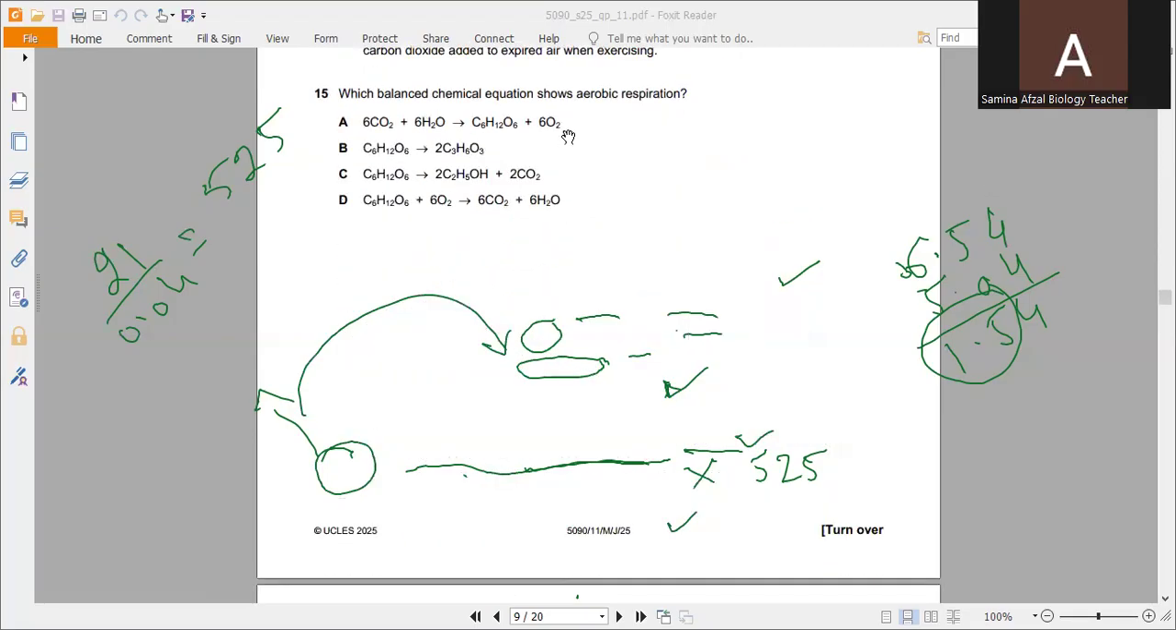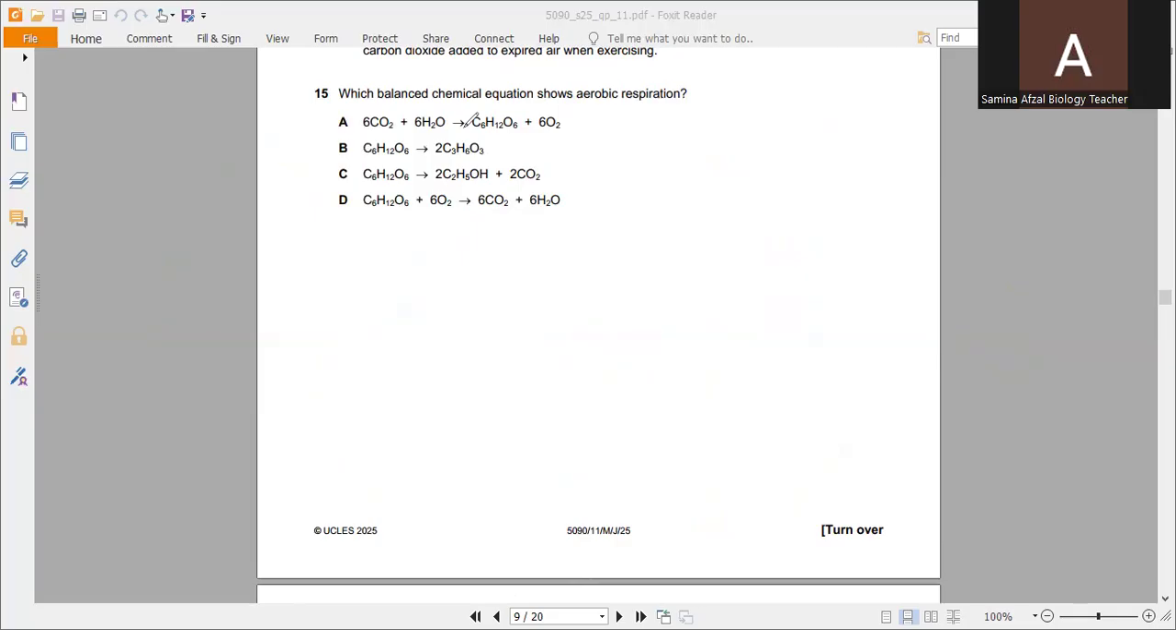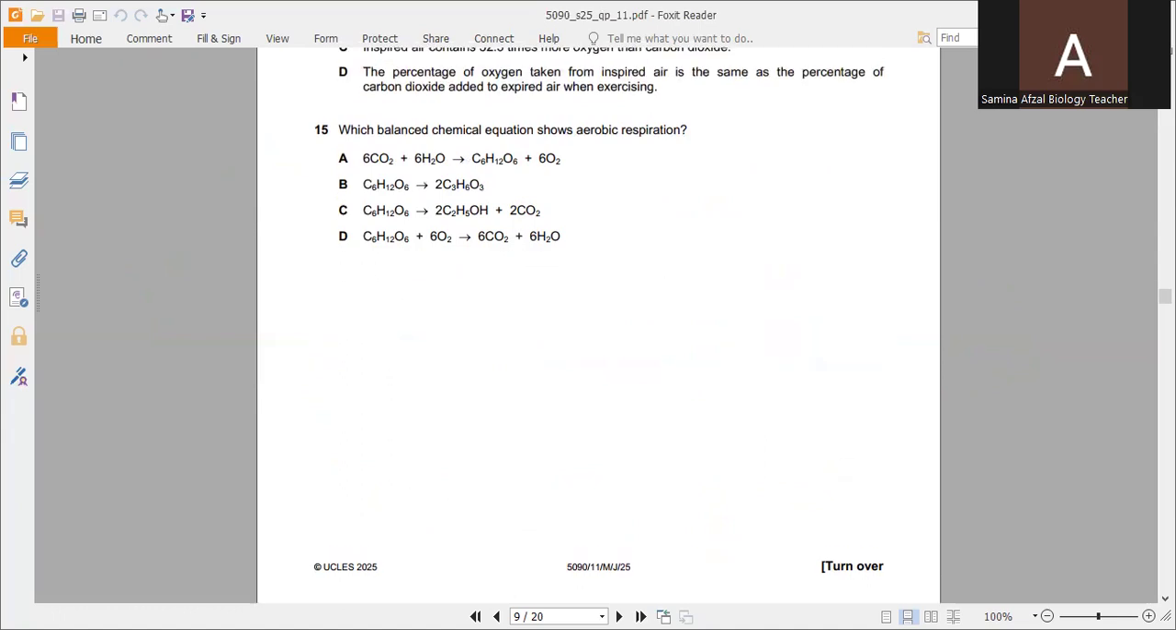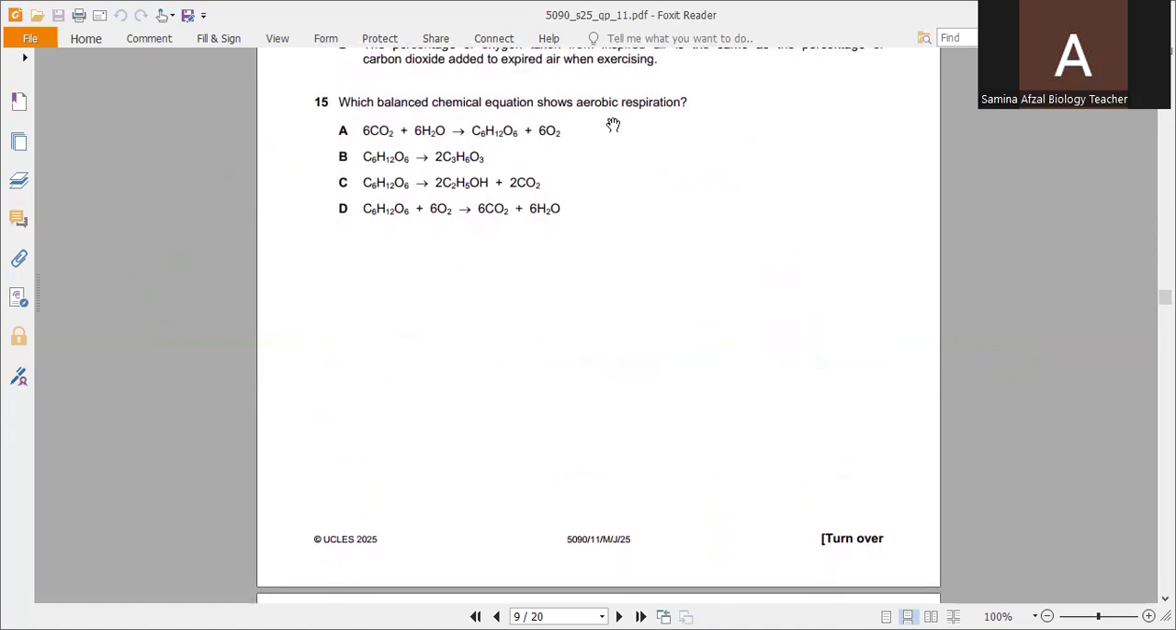Question number 15. Which balanced chemical equation shows the aerobic respiration? C6H12O6 and water, formation of this. So this statement is not the correct statement, because it shows the process of photosynthesis. 6 molecules of carbon dioxide join with 6 molecules of water to form 1 molecule of carbohydrate and 6 molecules of oxygen. So this is not correct.